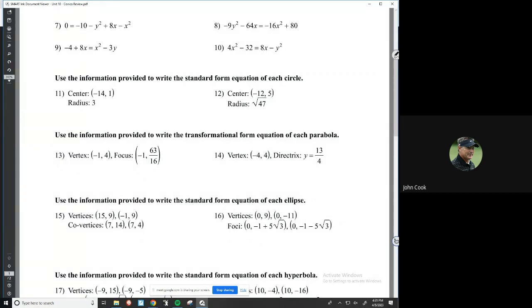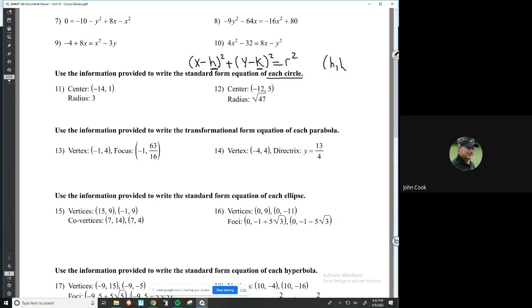Okay, so this is a circle. A standard form equation for the circle looks like this. It's got (x minus h) squared plus (y minus k) squared equals r squared. That's the standard form equation. And h and k are from the center of the circle, whatever coordinate we get, that's the center. And then r is, you probably guess what it is. It's the radius. And I just literally plug those numbers in.